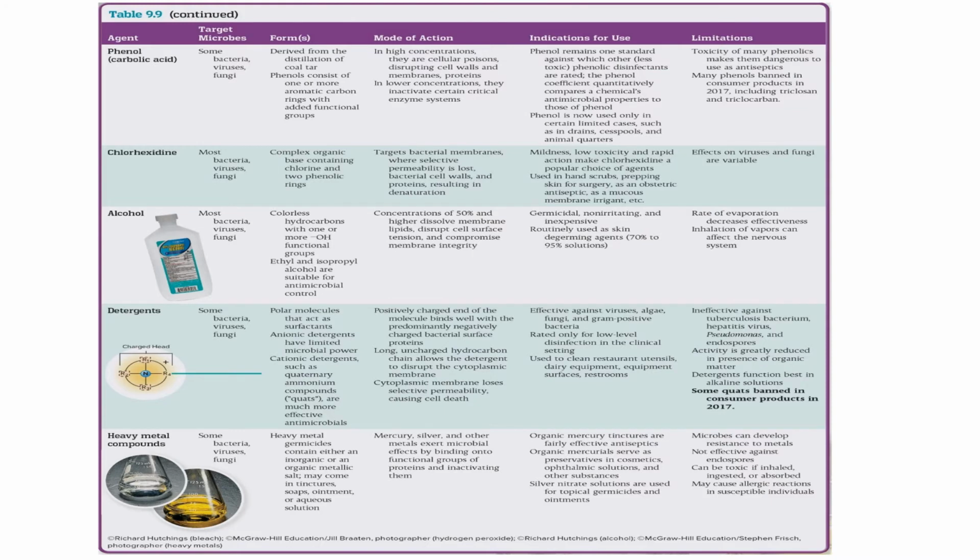Other groups are called phenols. So phenols, alcohol, certain detergents, certain heavy metal compounds, basically this whole entire list right here, they're not going to achieve sterilization because they're not going to be able to kill all microbes. They're also not going to kill endospores, and so they are not considered to achieve sterilization. Okay, so one group is phenols, and those can kill some bacteria, some viruses, some fungi. Again, not all. So you're not going to sterilize the object if you use phenols.